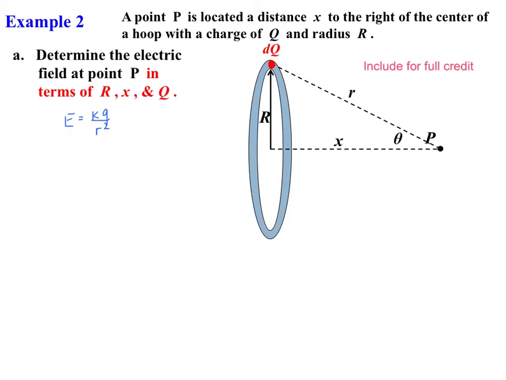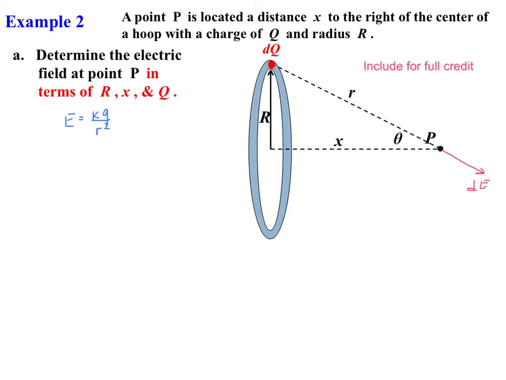So what we're going to do is divide the hoop into elements of charge dq. So we're going to look at infinitely many little dq's. Now, each element of charge creates an element of the electric field. So if I were to look at just this little dq, it creates an electric field that goes out in this direction. So all the dE's point away from the positive dq.